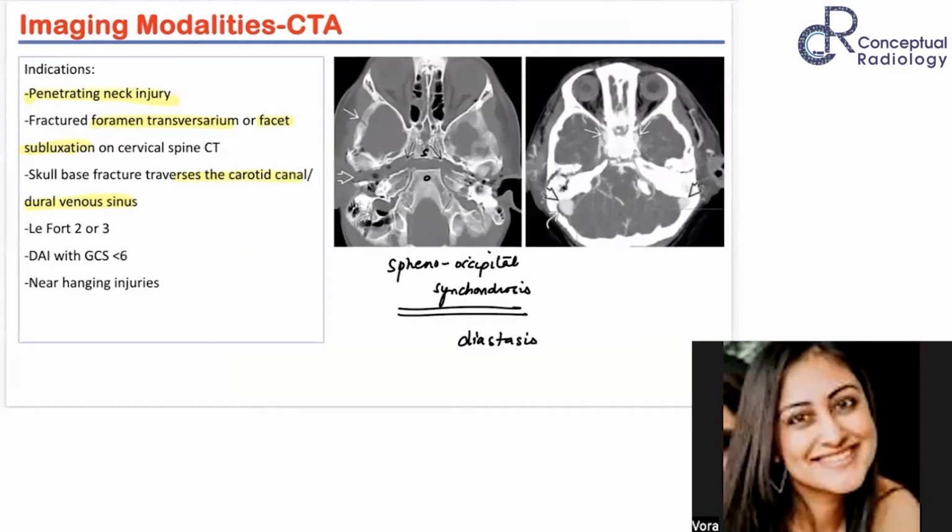So this is one of the indications of CT angio. Anytime there is a facial fracture, LeFort 2 or 3, we want to do it, but facial fractures, maxillofacial injuries, we'll talk about separately. If you have a patient with diffuse axonal injury with a very low GCS, less than 6, you again want to do a CT angio because there's a very high association with vascular injuries and near hanging injuries. Again, we will cover this in neck trauma.